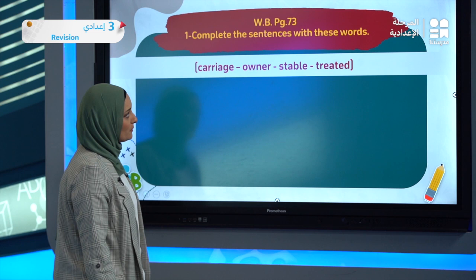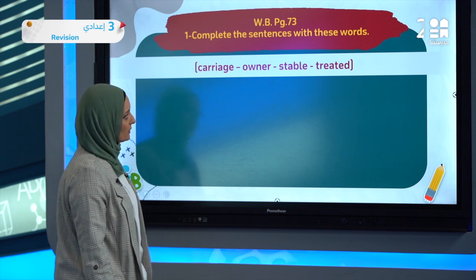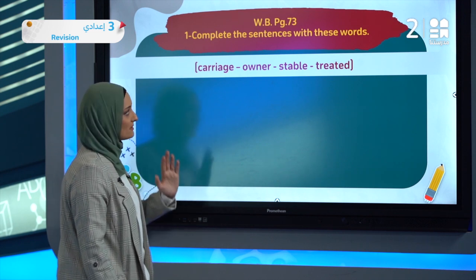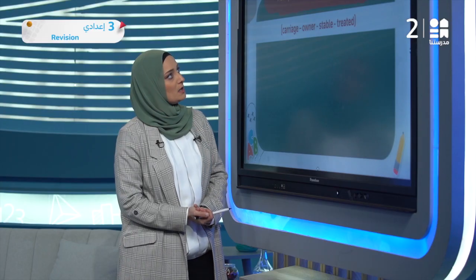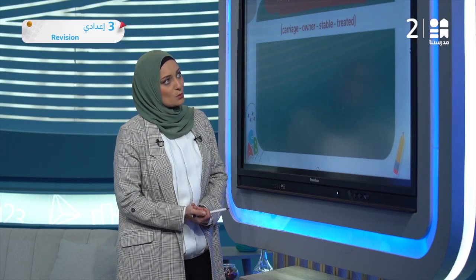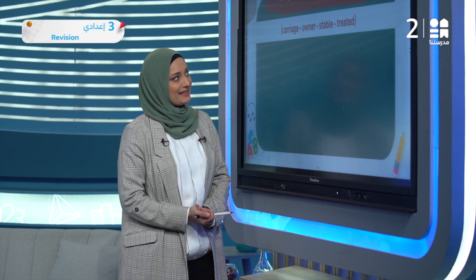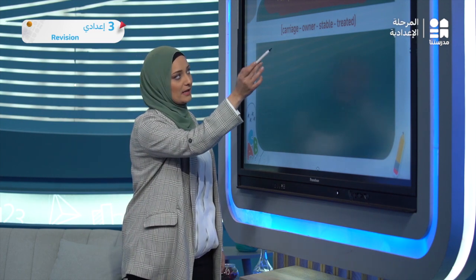Now we're doing page 73 in the workbook. حل مع بعض page 73 في الworkbook. Complete the sentences with these words. ايه هي الكلمات؟ I have carriage, I have owner, stable and treated.